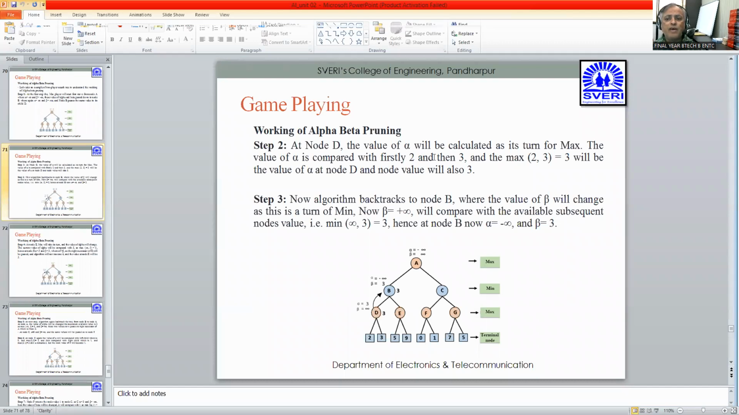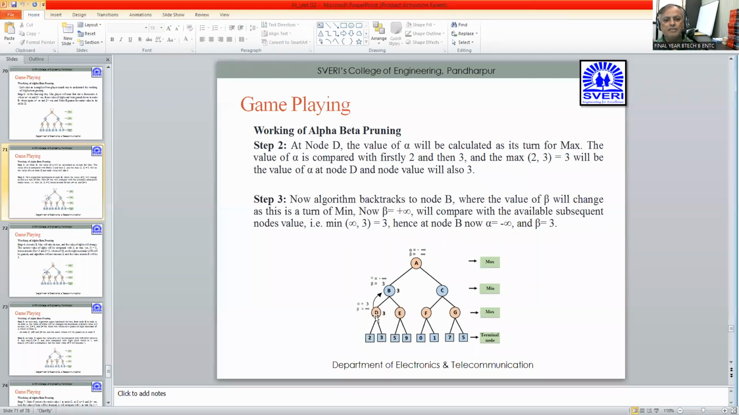So the value of alpha will be calculated at its turn for max. The value of alpha is compared with firstly 2, and then 3. The maximum of 2 and 3, यानी ये 2 और 3 में कौन सा मैक्सिमम है? 3 है, तो यहां पर आ गया 3. अभी यहां 3 आ गया, मतलब क्या हो गया? यहां 3 आ गया, राइट ना? यहां से 2 और 3 से यहां 3 चला गया. So will be the value of alpha at node D, and the node value will also be 3.